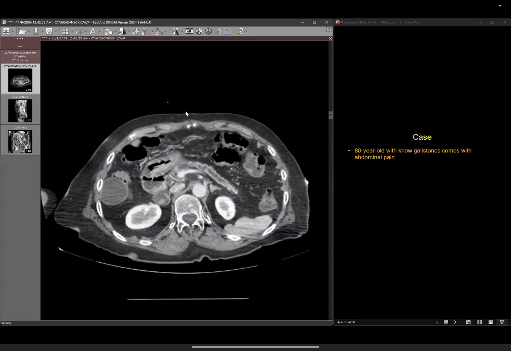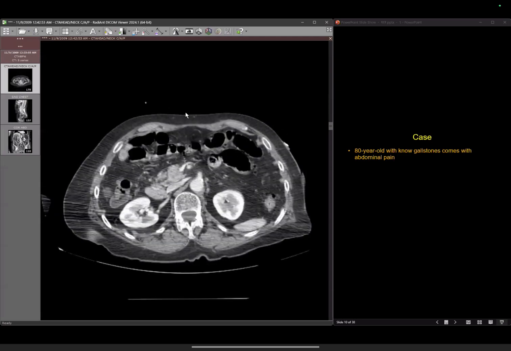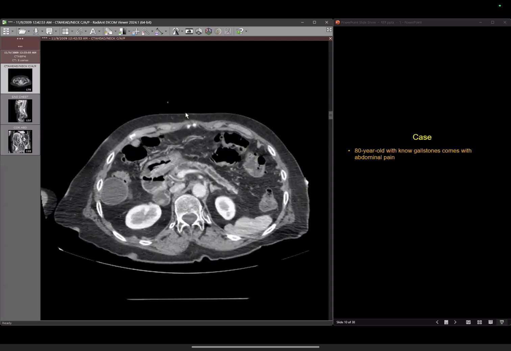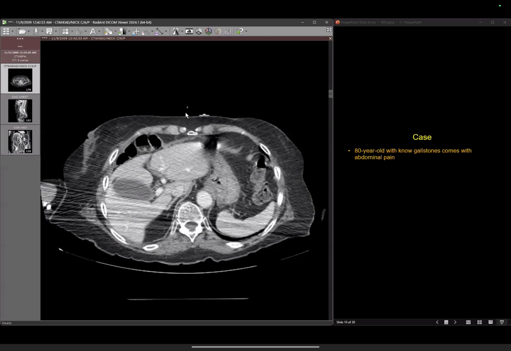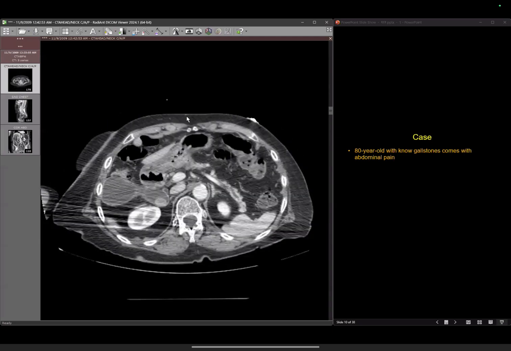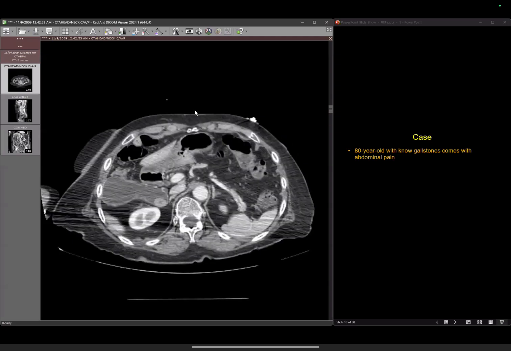And there is no IHBRD. So next, I would like to go for this. EUS will be means this or MRI, MRCP to look for the biliary anatomy.